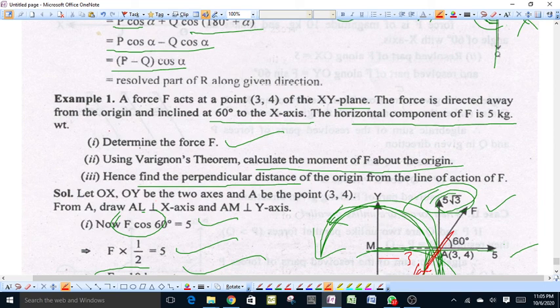Next, we will discuss some more examples on the magnitude of force and magnitude of moments about any point, using Varignon's theorem to calculate the moment of force about the origin or any other point.